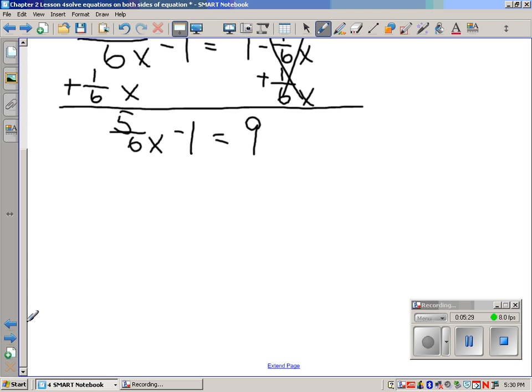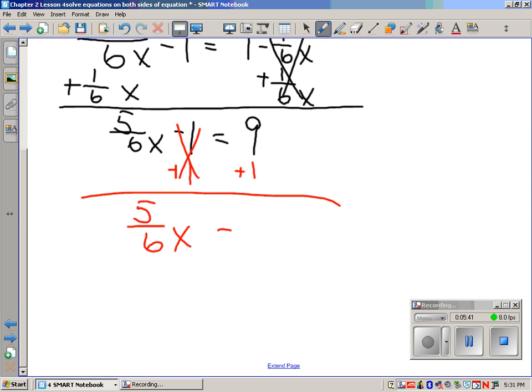In order to move it with the opposite operation, it's minus 1, so you need to plus 1 on both sides. That gives us 5/6 x. These cancel out. Right on an equal sign, 9 plus 1 is 10.